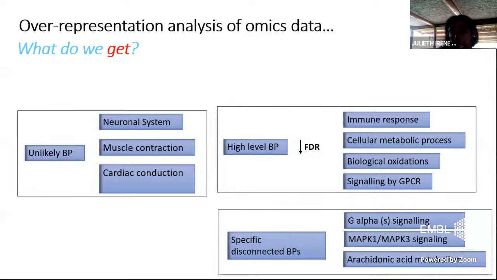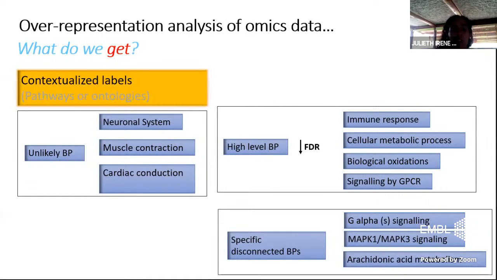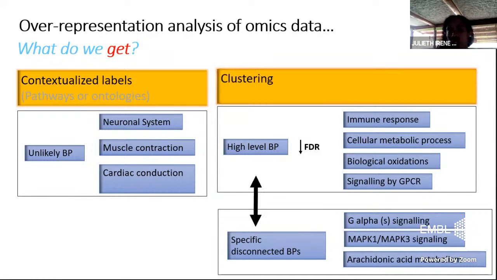So for my internship at the ABI, I wanted to address this issue that was really bothering me during the analysis of my data. So I proposed, let's build contextualized labels for Leishmaniasis. How do we address this issue of unlikely biological processes? By creating contextualized vocabulary, contextualized labels or ontologies.